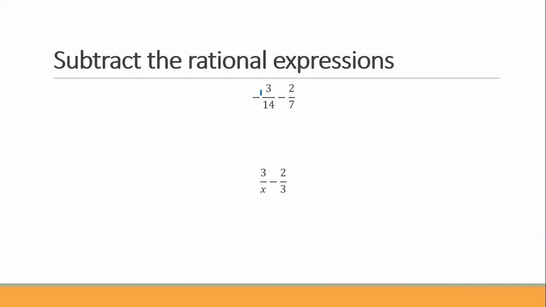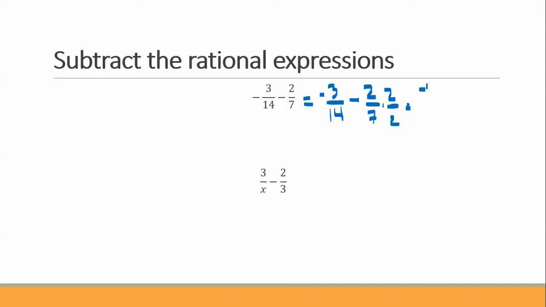Now we have negative 3/14 minus 2/7. 7 is a factor of 14, so we don't have to multiply this one by 7 and this one by 14. All we have to do is multiply this one by 2 over 2. So we have negative 3/14 minus 2/7 times 2 over 2.